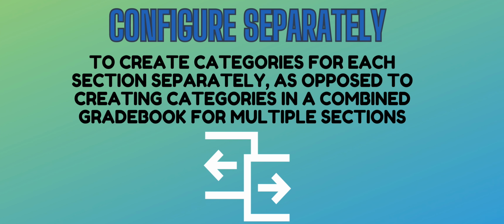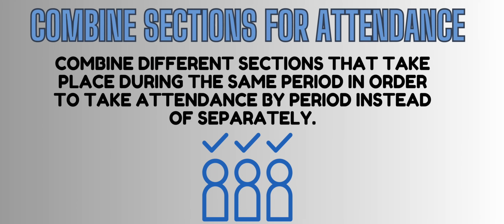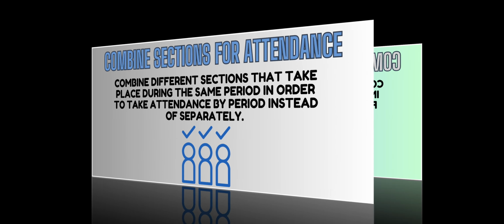And then we have some options for gradebooks. You could configure your gradebook separately, and this allows you to create categories for each section separately as opposed to creating them in combined gradebooks for multiple sections. Another option is to combine sections for attendance. For example, you have different sections that take place during the same period. That way you take attendance one time instead of separately.